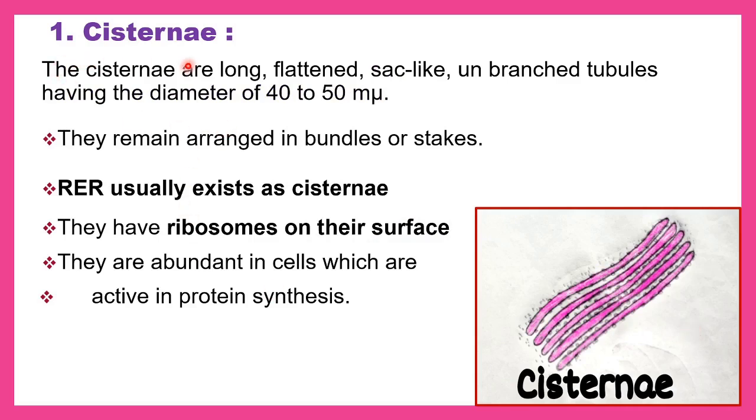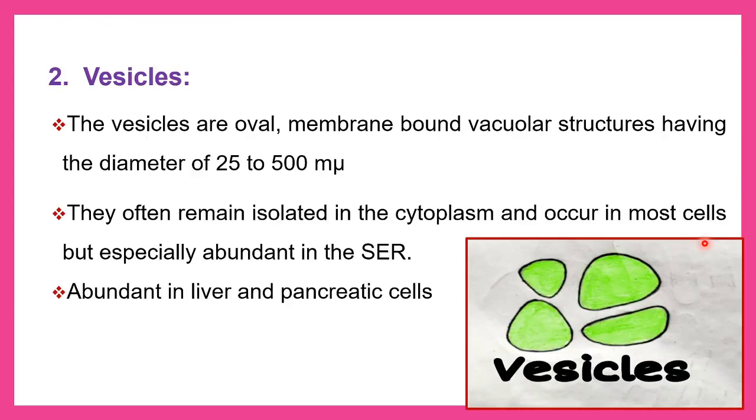Now, the cisternae. Cisternae are long, flattened structures, and they are associated with one another, and they consist of ribosomes on the surface, and they have a diameter of 40 to 50 millimicrons, and they are usually accommodated with the ribosomes. These lamellae or cisternal structures are involved in the synthesis of proteins.